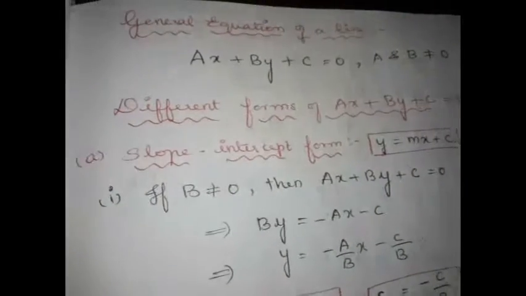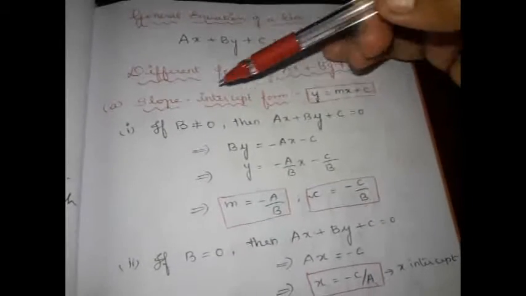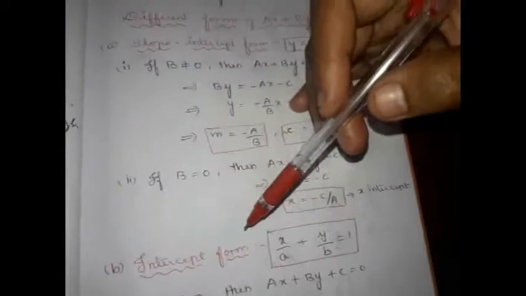Hello students, in yesterday's class we started learning about the general equation of a line. I will give a quick recap of what we learnt. We learnt the different forms of the general equation of a line, and we came to a conclusion that through slope intercept form and the intercept form, slope is minus a by b, y intercept is minus c by b, and x intercept is minus c by a.